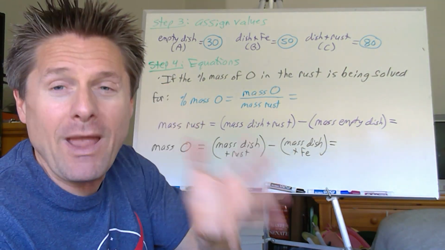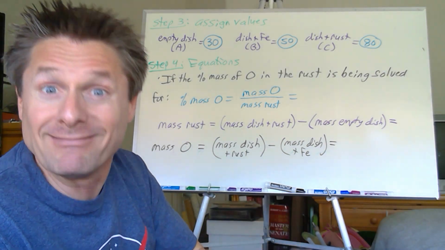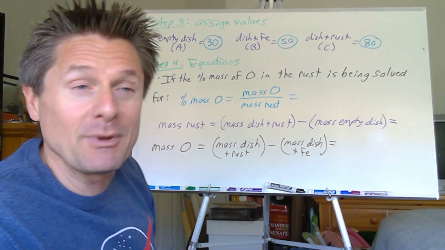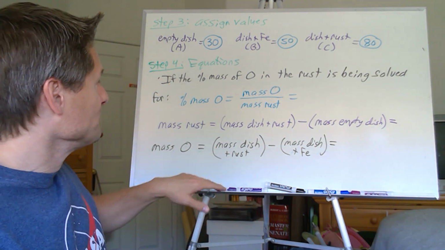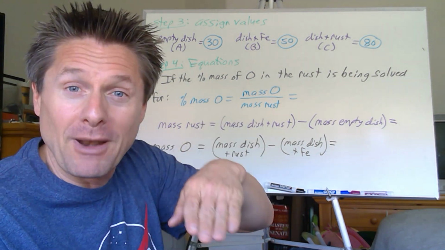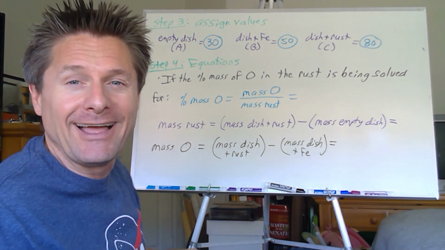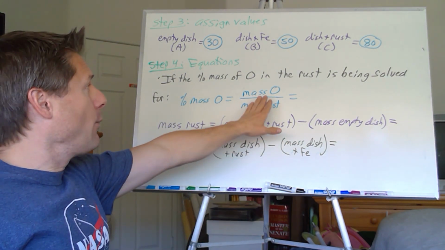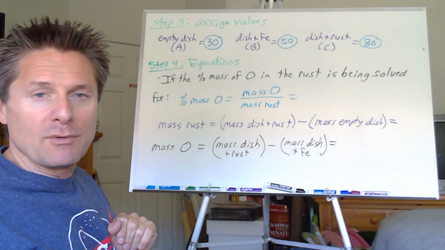Oh, this is where most people screw up. They get the wrong equation. If you got the wrong equation, all of your answers will be wrong. I've had students come in with all their answers, and every single one's opposite what I had. That's because you had your equation backwards. So let's figure out what the mass of oxygen and mass of rust would be.